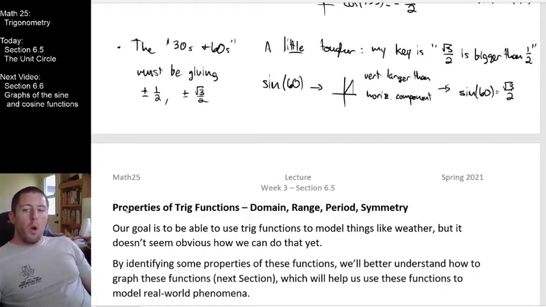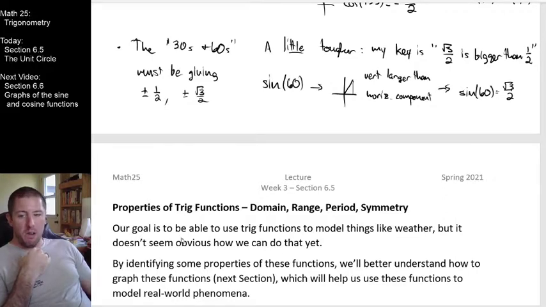So, one of the big motivations for transitioning into the unit circle definition of all of our trig functions is it really helps us visualize the properties of trig functions much, much easier than if we were only stuck talking about right triangles. What we want to know is a lot more about what sine and cosine do for us. We want to be able to do things like, by literally next class period, model the weather.